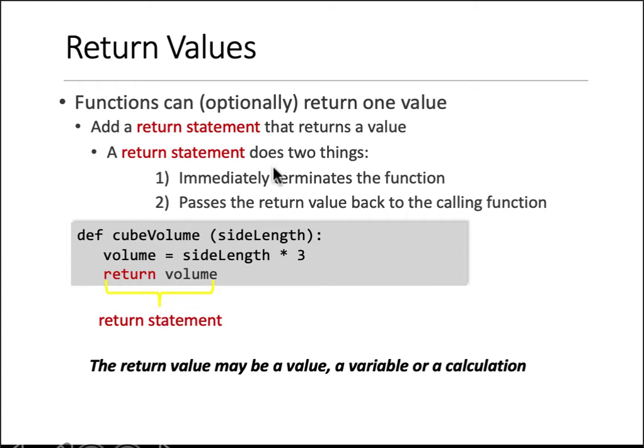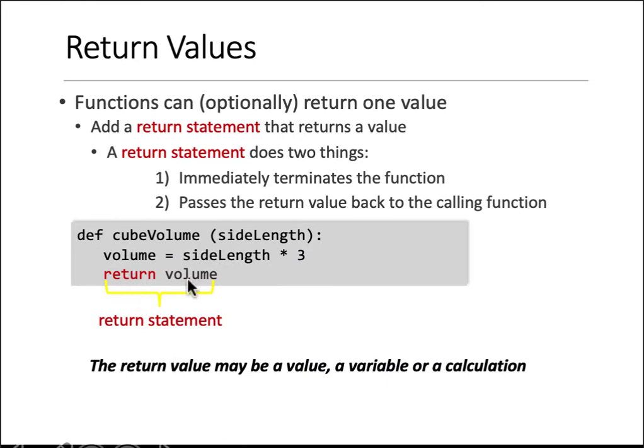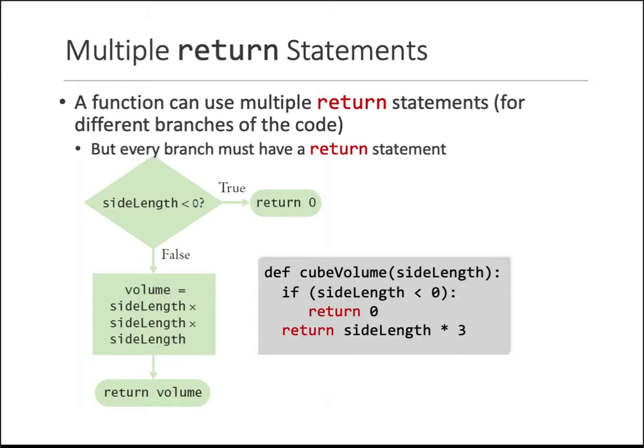Okay, so you can only return one value. You cannot return multiple values. You cannot write return volume comma something. You cannot do that. Input, yes, you can take in as many values as you want in a function. Return is only one value. Or you can return a list. If you want to return multiple values, you return one list. You cannot return multiple things.